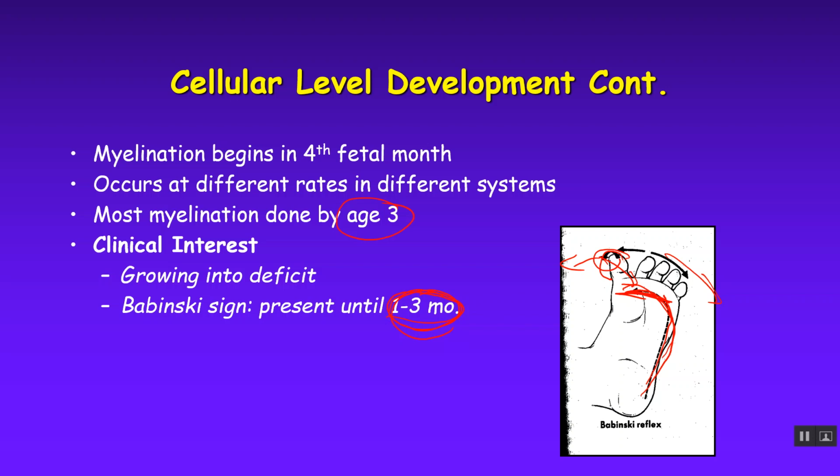But between 1 and 3 months, if you've got a little niece, nephew, or somebody you can do that with, and you scrape their foot, their big toe is going to go up. That's because you haven't formed enough myelin on your nerves. So it's almost like there's damage in an adult. If you damage the pathways in your spinal cord or your brain, that's essentially damaging the myelin.